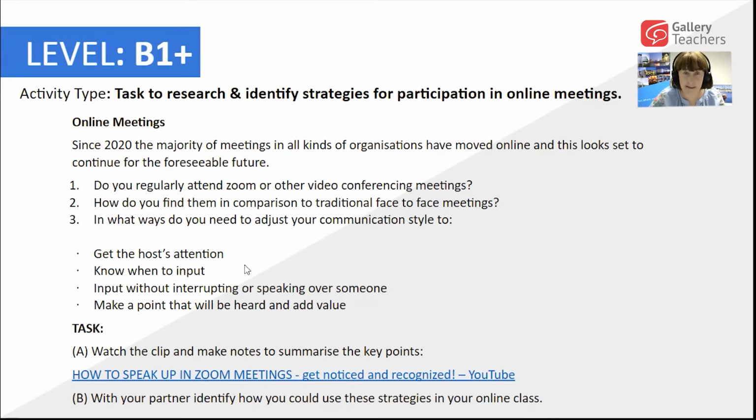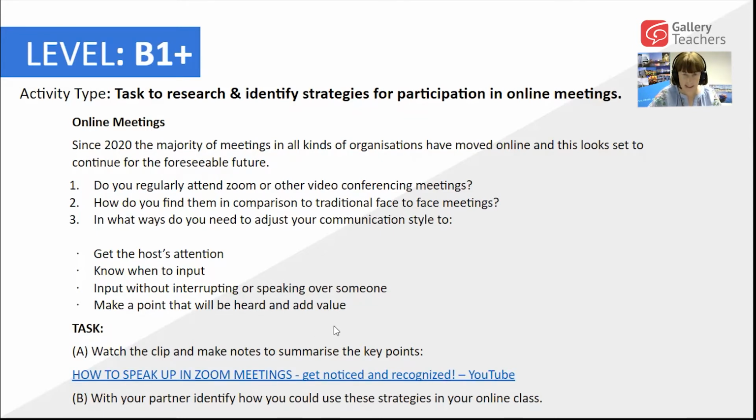And I think this can still be difficult for all of us, even if we're using our own language. How do they input without interrupting or speaking over someone? I think you'll all agree this can also be difficult. And how do they make a point that will be heard and that will add value to the meeting?